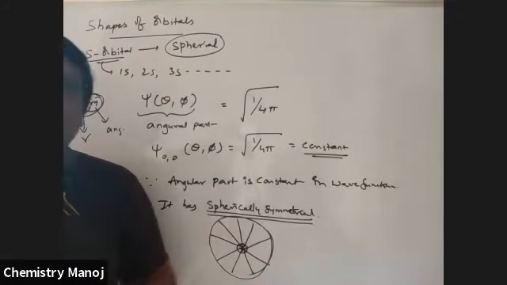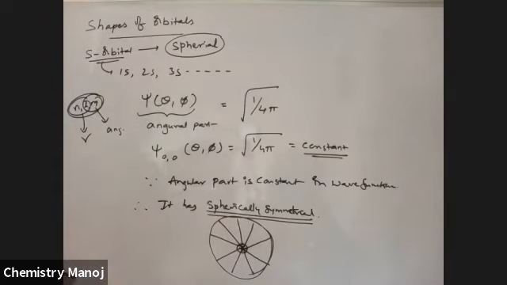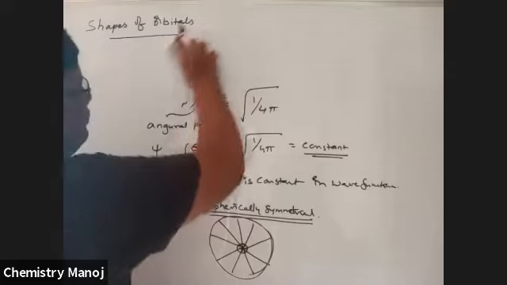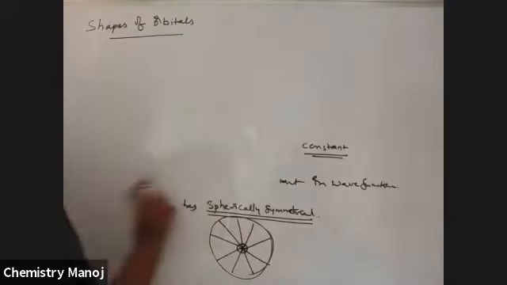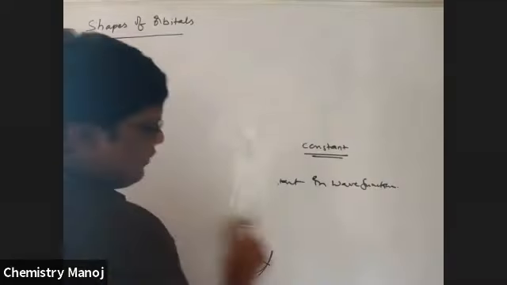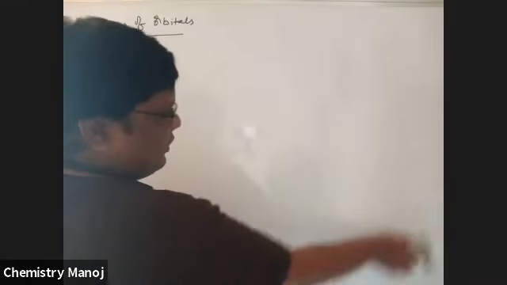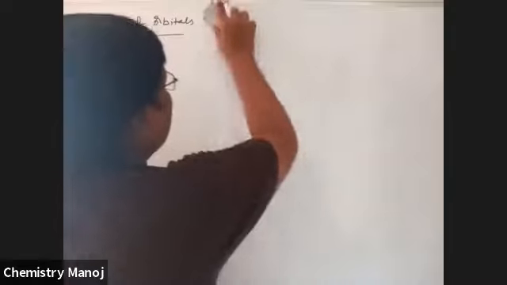Now, what is the radial part? The radial parts for 1s, 2s, 3s are different because the n value is different. The radial part depends on the n and L values. So even though the L values are constant for S orbitals, the n values are different. That is why the radial part is different for different S orbitals.